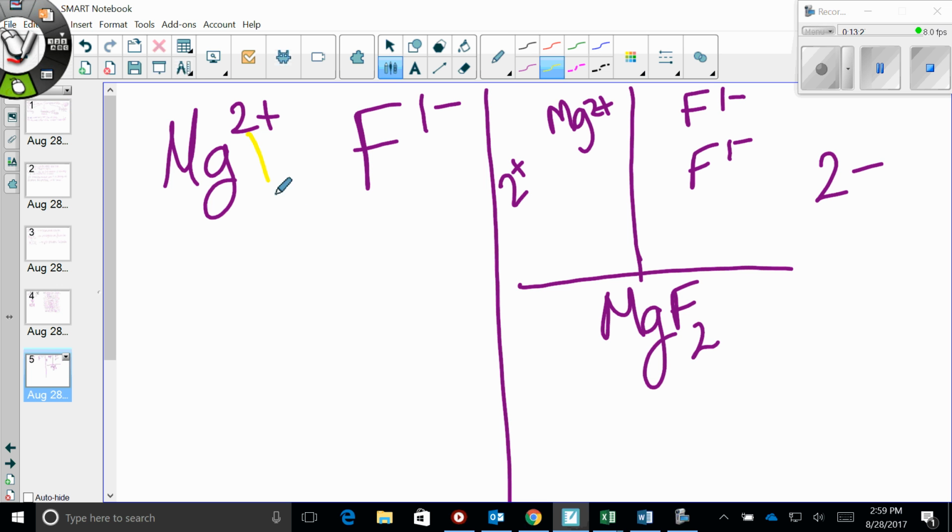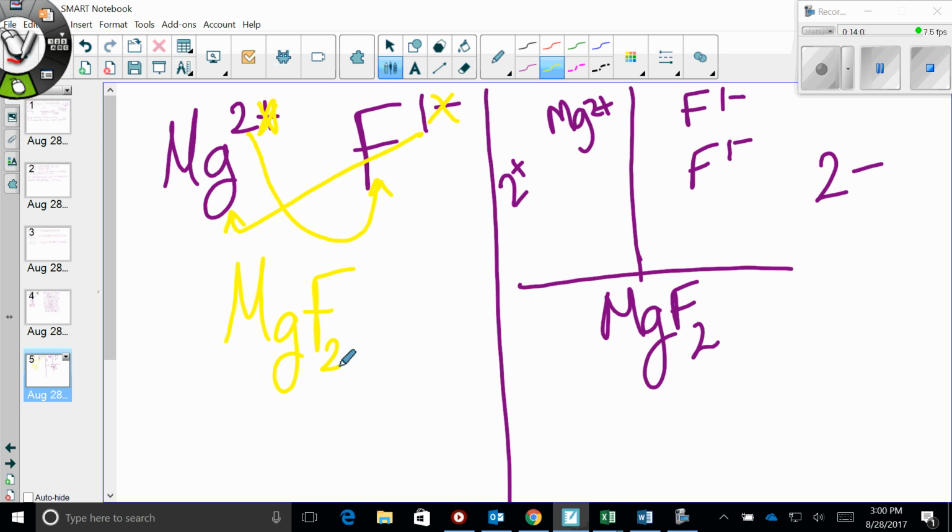So this 2 comes over here. The 1 comes over here. But I don't write the symbol if I use it, or I don't write a subscript if I use it once. But I get rid of my charges. So I have MgF2. I don't write a subscript 1 if I use the symbol once. So I just swap it, and I get the same answer.